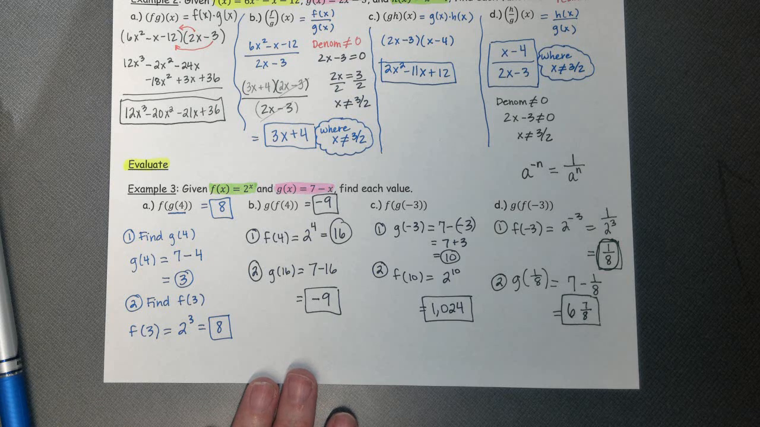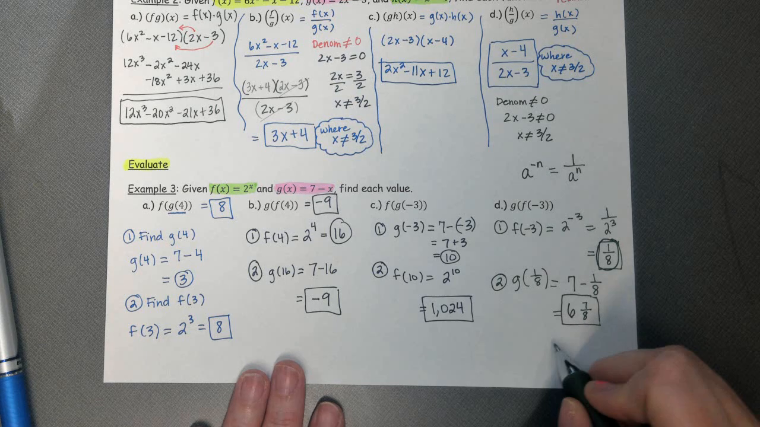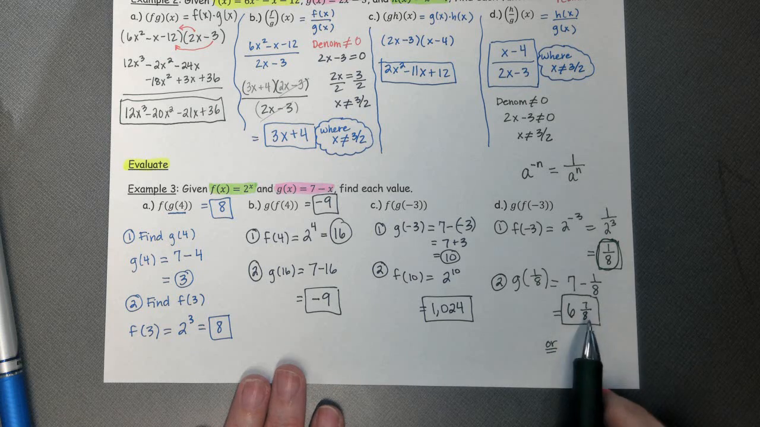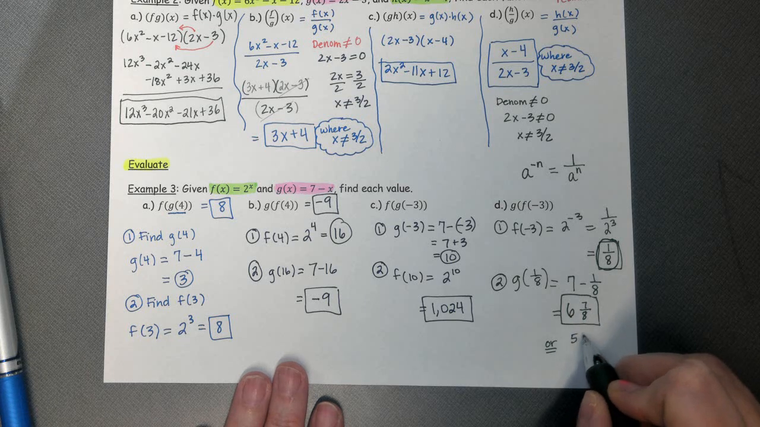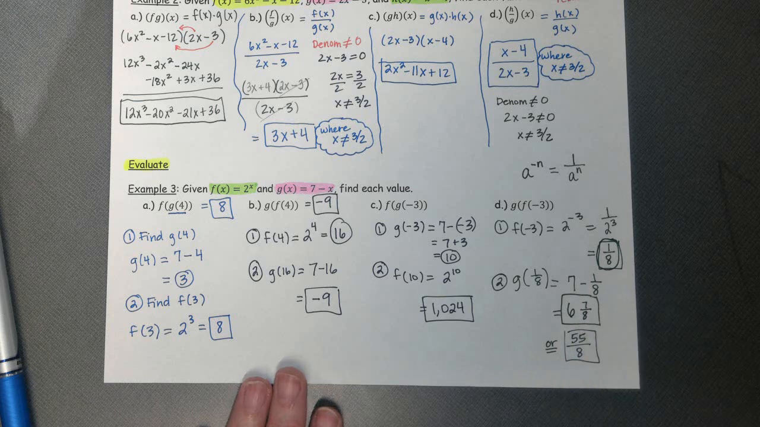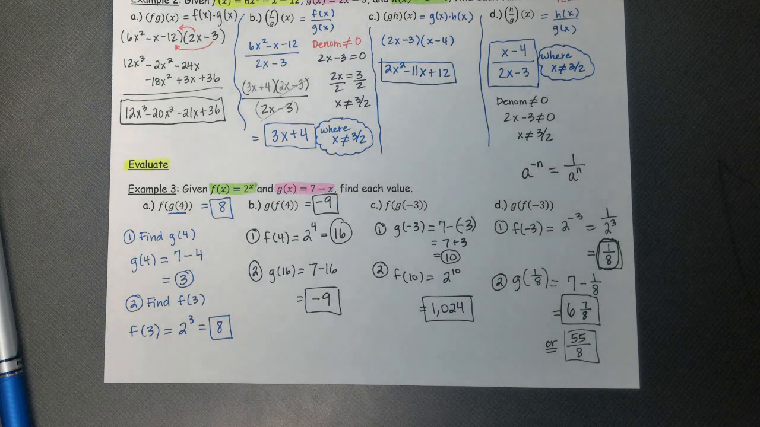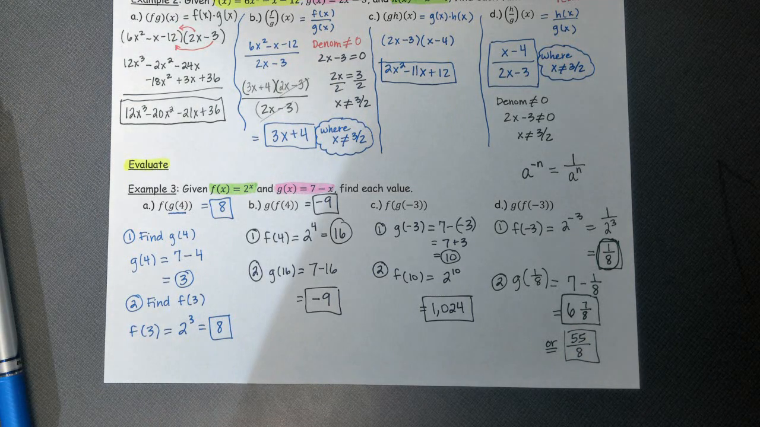So let's change it into an improper fraction for fun. Do you guys remember how to turn it into an improper fraction? Multiply. Good. So 55 over 8. So either one of those is fine. That's exactly what I got. Yes, perfect. Nice work.